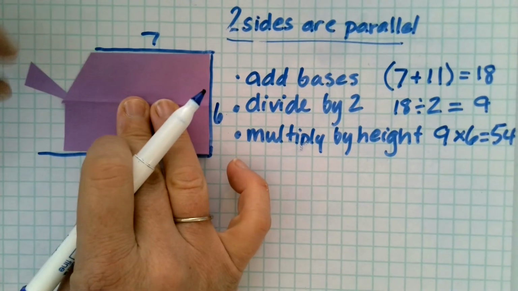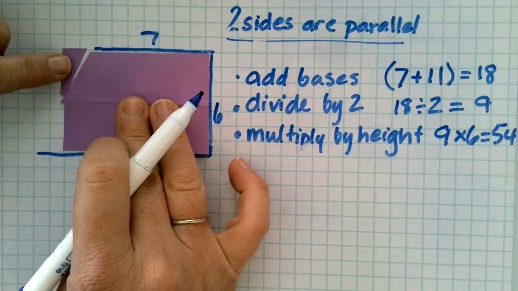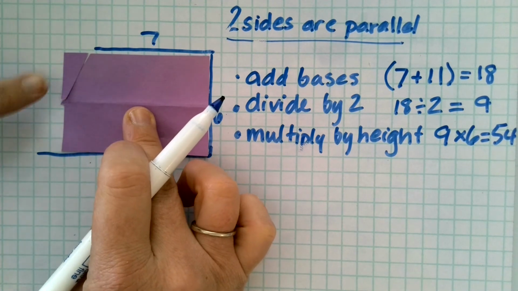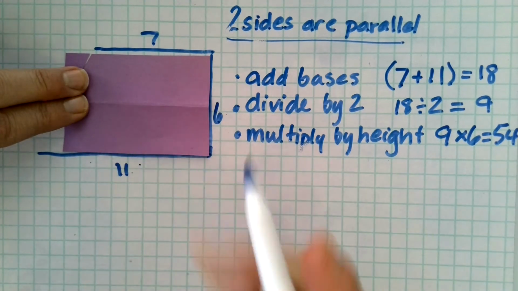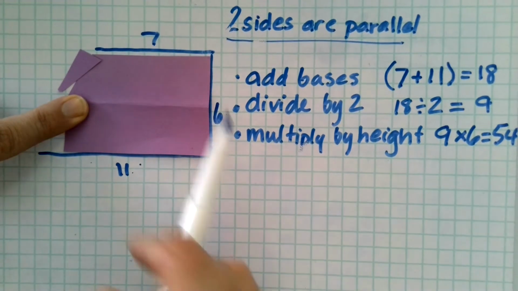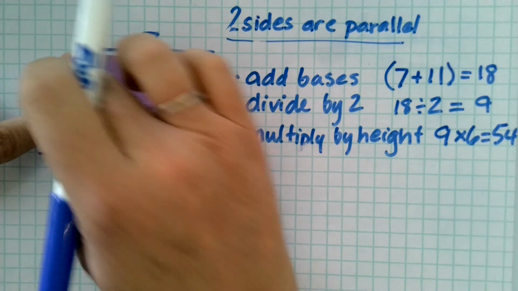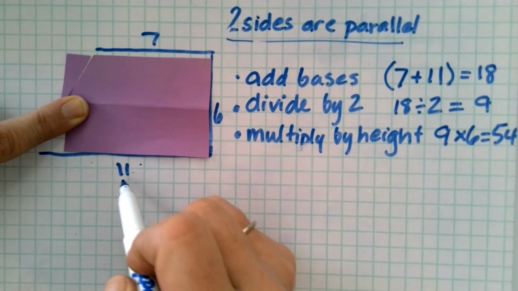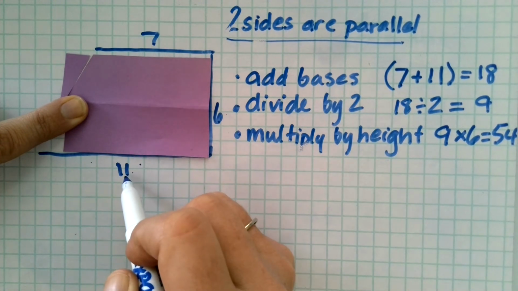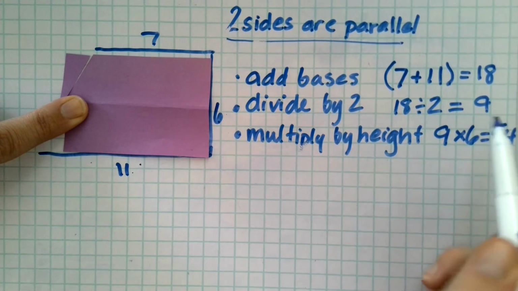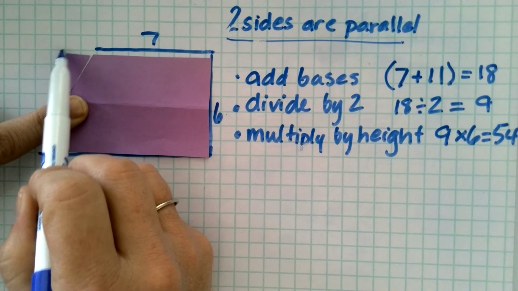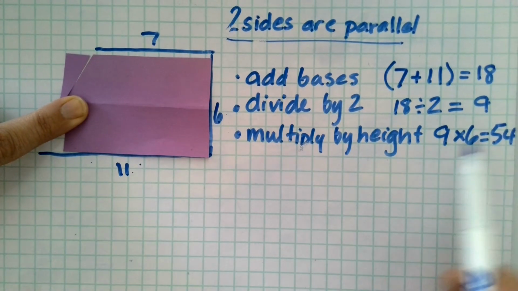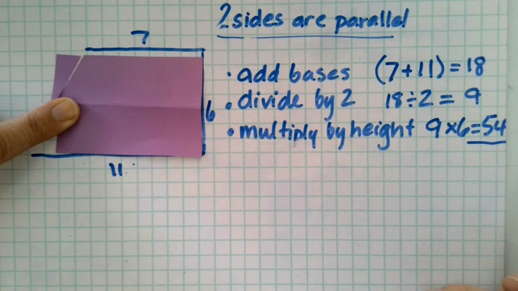Now we're going to check that method that I showed you before by folding our figure in half, rotating that triangle up and over, and you're going to notice, guys, that the length of our rectangle here is going to be 9 units long, okay? So we found that by adding 7 plus 11, dividing by 2, and you notice that here, if we have the rectangle, it's 9 units long. So we have 9 times 6 to give us our total area of 54 square units.